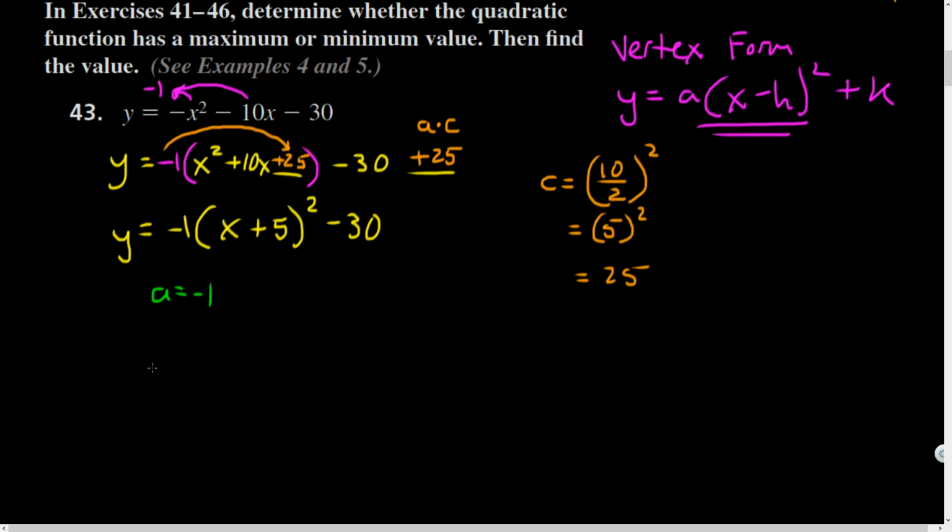A equals negative 1. Let's grab my sky blue. H equals negative 5 and K equals negative 30. And remember, the H is always the opposite of the number with the X. And so as a result, my vertex is negative 5 comma negative 30.